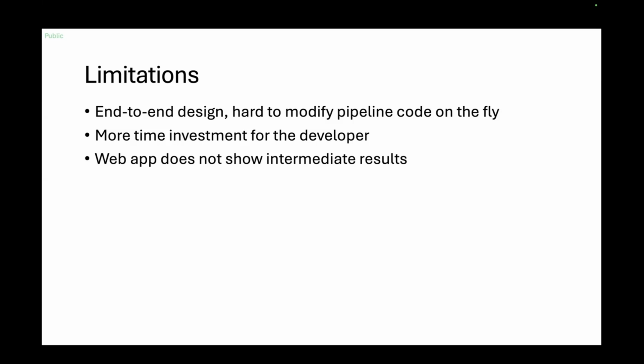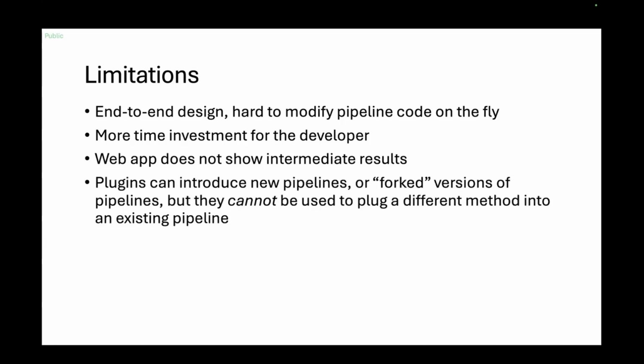The web app does not really show intermediate results. This might be something that people expect to see. You can still see them, of course, in the output directories, but for the web app, you need to wait until the whole run finishes. But typically, thanks to this batching and parallelization, it would be overnight, so it's not so limiting.